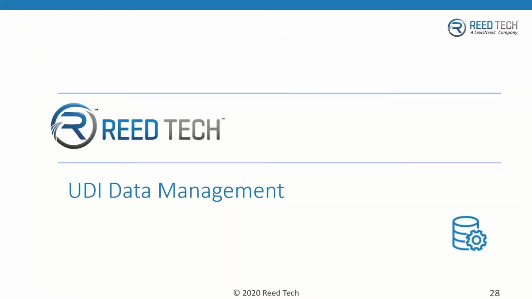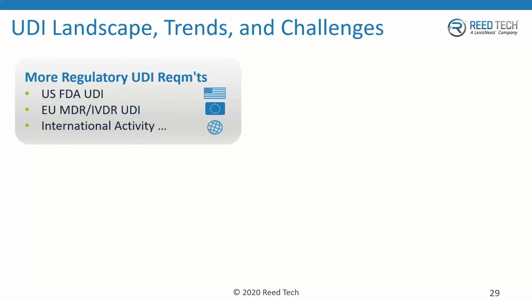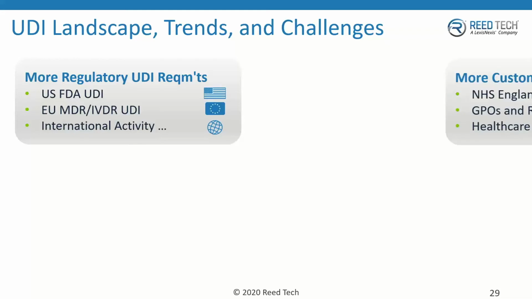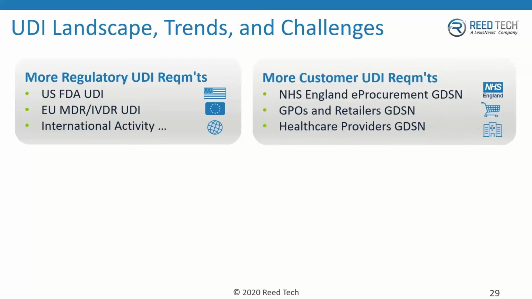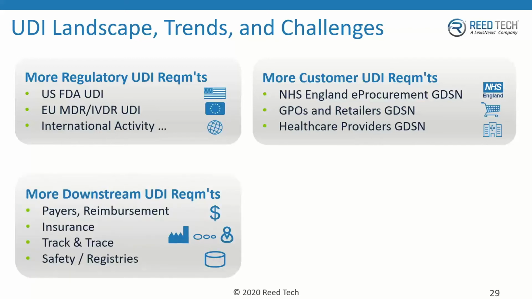A quick summary of the ReTech solution. So what we have seen, and this was illustrated again today with China and South Korea, a number of regulatory bodies around the world. And that also includes not only US, Europe, China, and so on, but then in parallel, there are customer requirements. Big example there is the National Health Service of England that are asking for data to be in UDI. Eventually, you'll see requirements for downstream users, track and trace, and other type of entities requiring data.